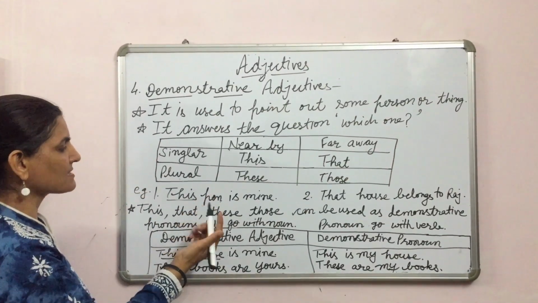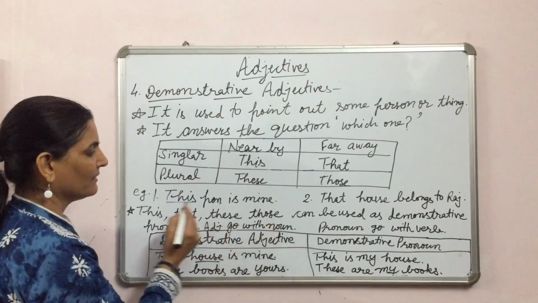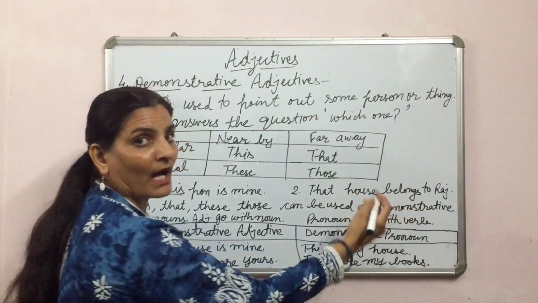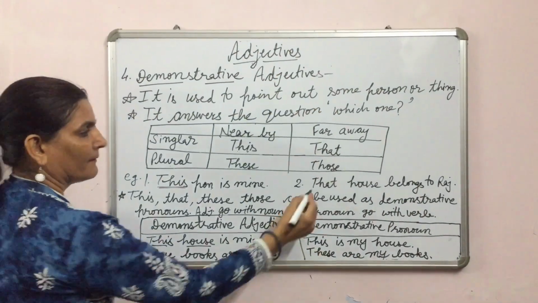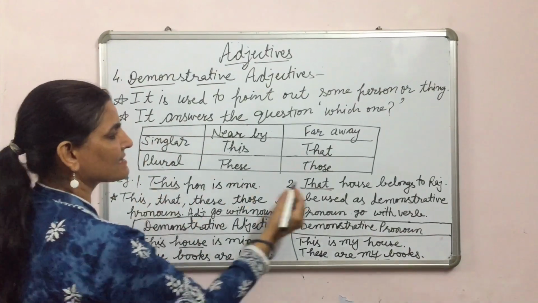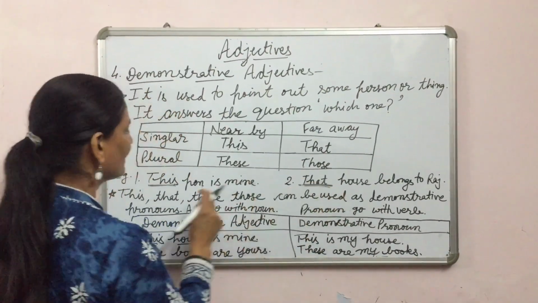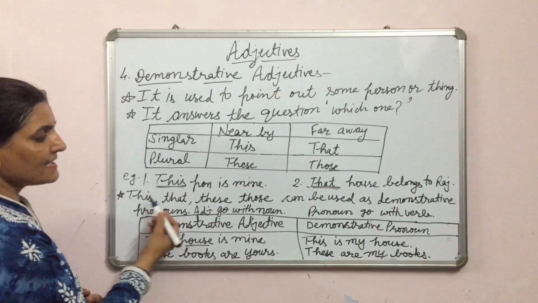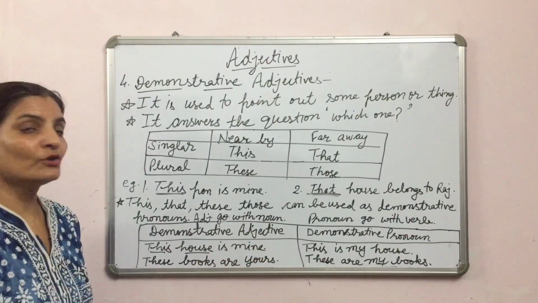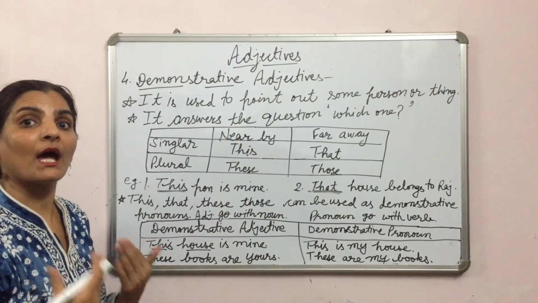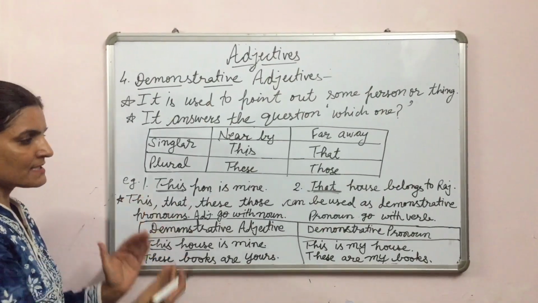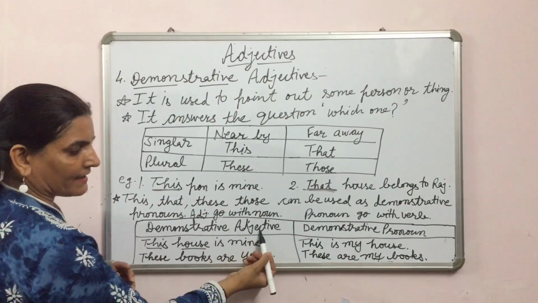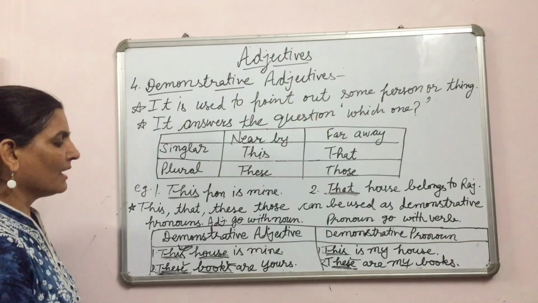Now look at the examples. This pen is mine. We have already discussed this example. That house belongs to Raj. Here this and in this sentence that, these are the demonstrative adjectives. This, that, these, those can be used as demonstrative pronouns also. Now see the difference between both demonstrative adjectives and demonstrative pronoun.